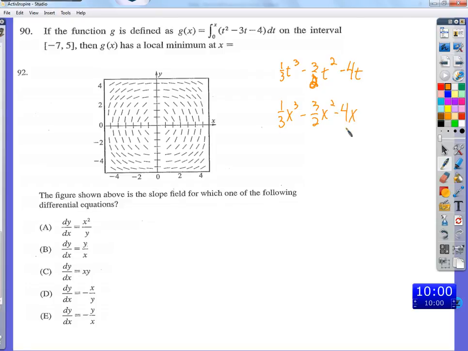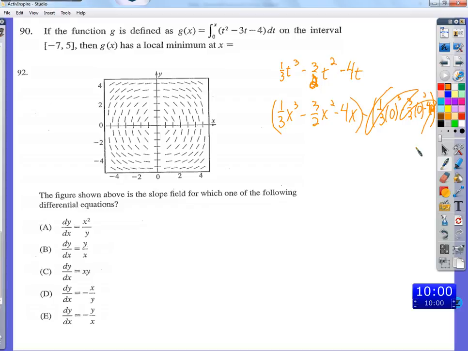See how all the t's just got replaced with x's. Okay, so that's f of b. We're going to subtract f of a. So we've got 1/3 times 0 to the third minus 3/2 times 0 squared minus 4 times 0. Well, that all comes out to be 0. That's convenient.